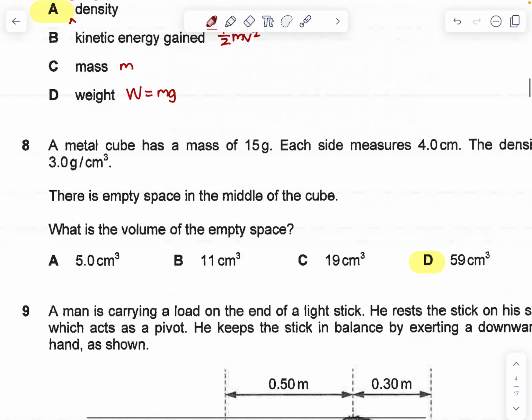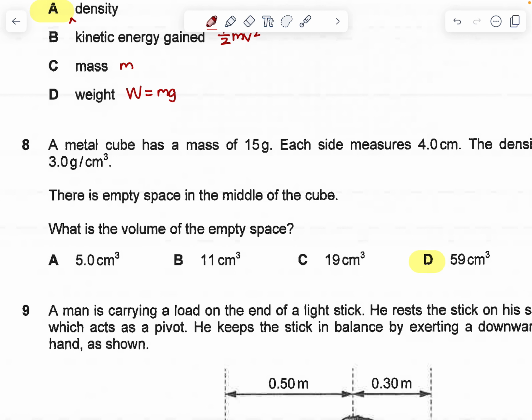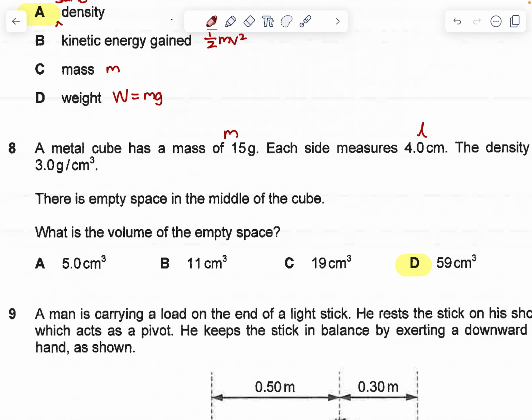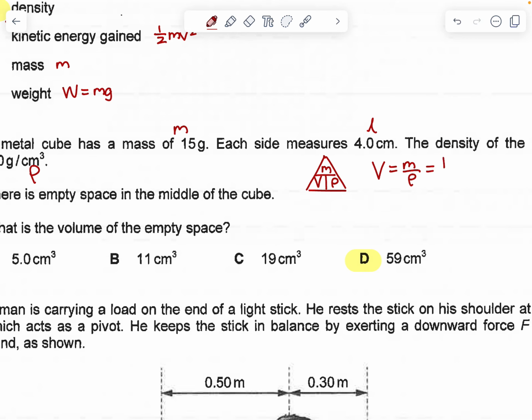Question 8. A metal cube has a mass of 15 grams, m. Each side measures 4 cm, the length. The density of the metal is 3.0 grams per centimeter cube. Density, rho, using the triangle MVP. Okay, so there is an empty space in the middle of the cube. What is the volume of the empty space? Let's find V. V is equal to mass over density, which is equal to 15 over 3. So it's 5 centimeter cube.